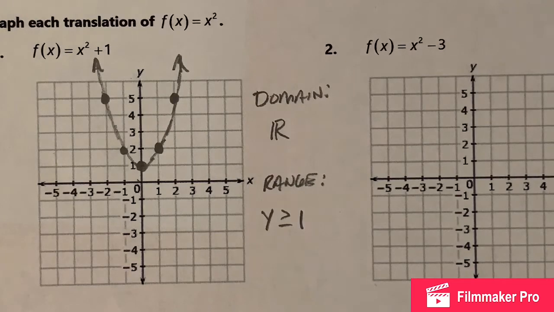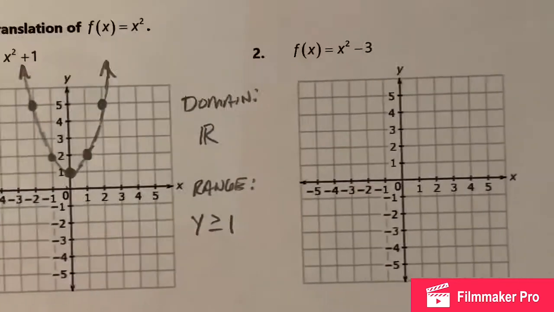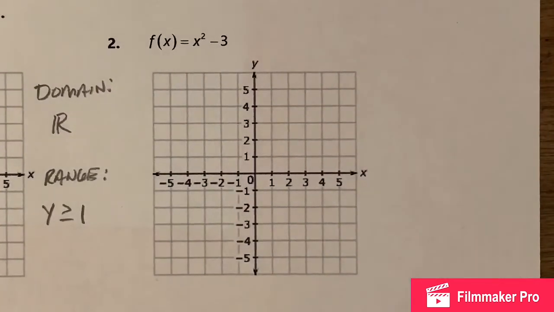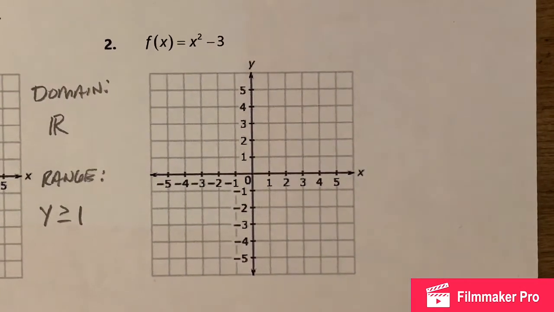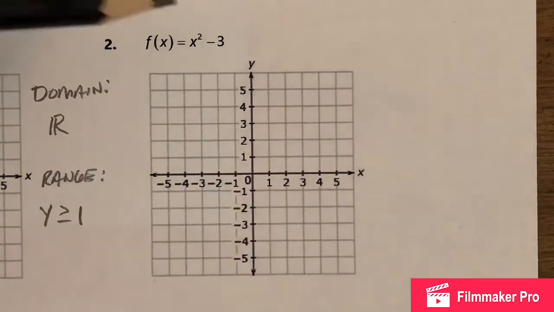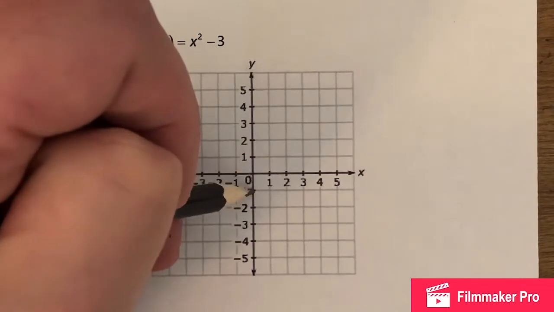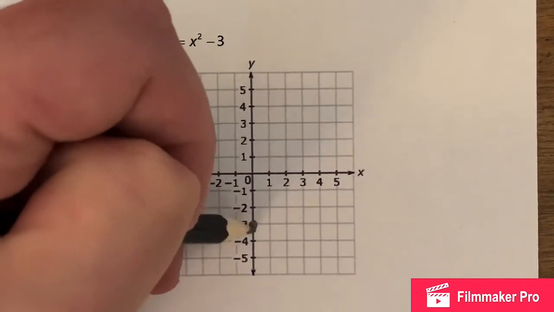So let's look at this one over here. And I think this one's actually in order. Okay, so here we have x squared minus 3. All right, not much different. Instead of going up 1 like in the last one, we're going to just go down 3 this time from the origin. So 1, 2, 3, we'll put a dot.